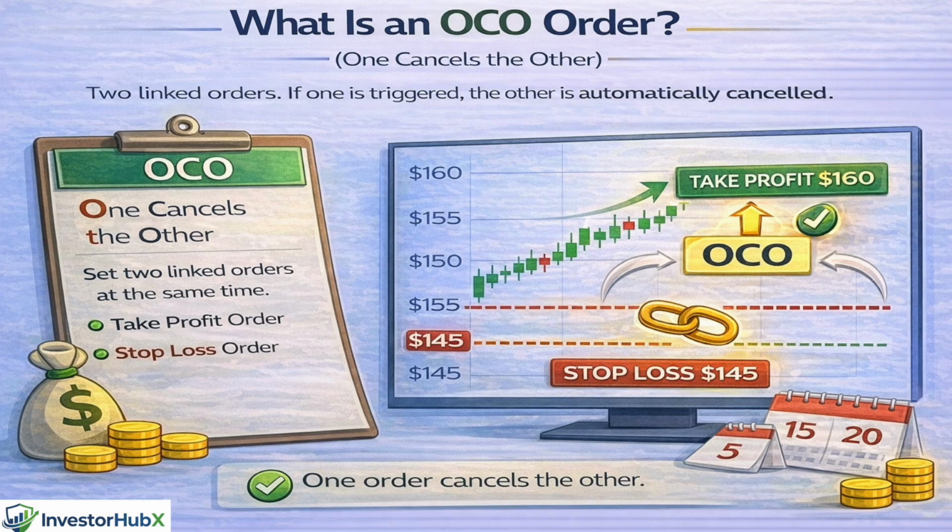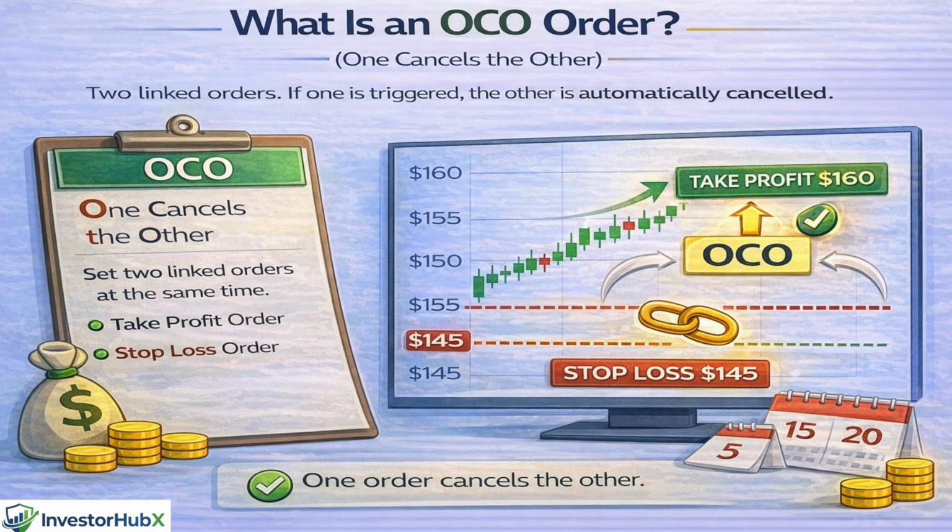So far, we've learned how to set a stop loss to control risk and to take profit to lock in gains. But what if we want both working together automatically? Instead of managing two separate orders manually, we can link them together. That's where OCO comes in. OCO stands for one cancels the other.